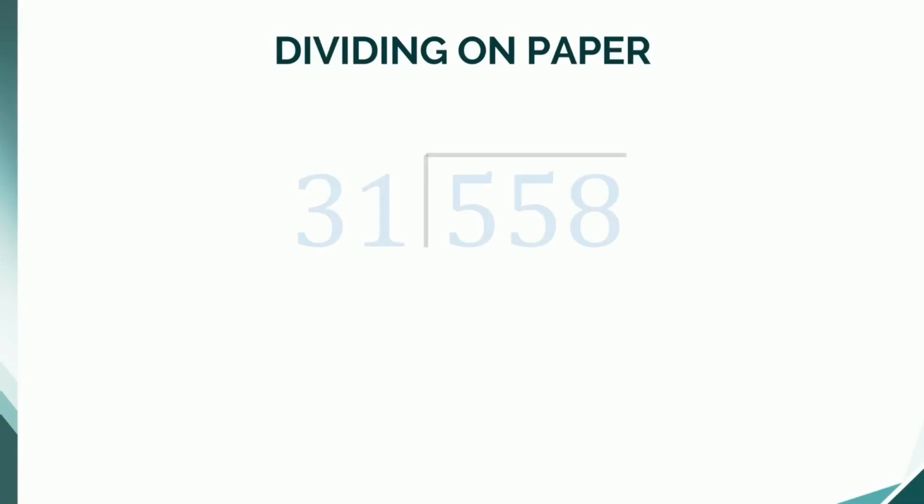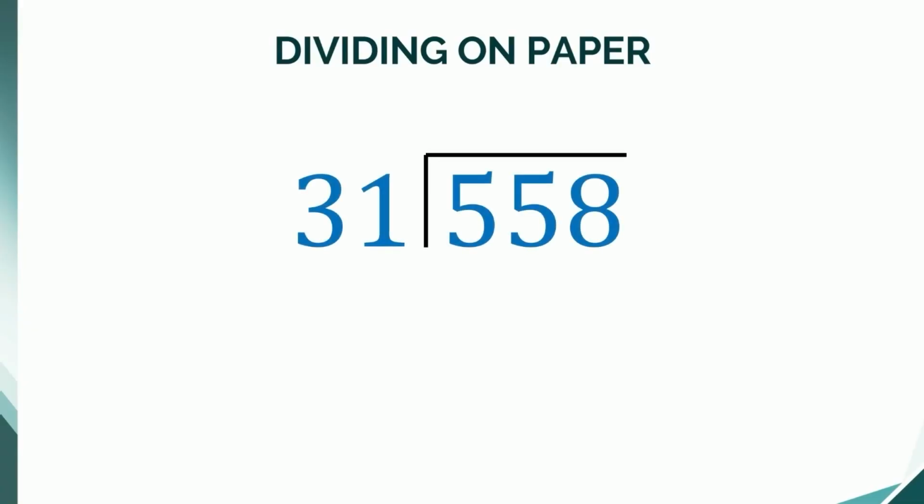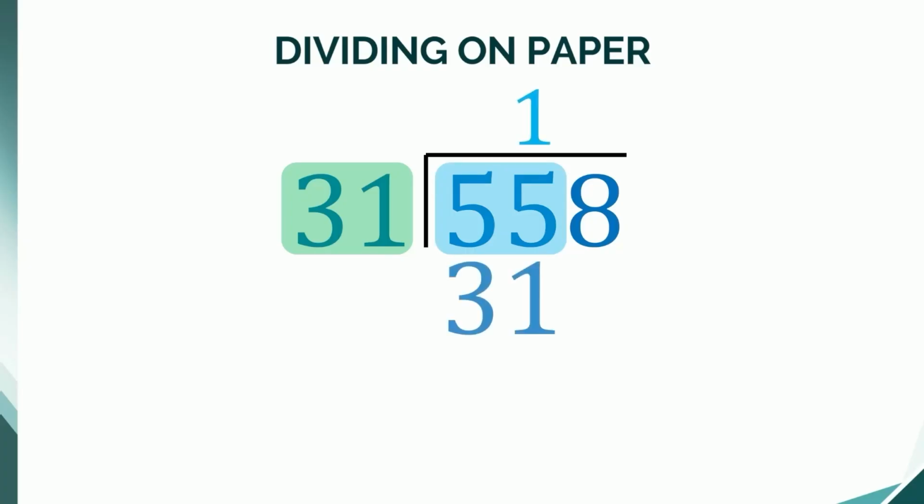Okay, here's another example. What do we do if we're not dividing by like 5 or 6 or 7? What if we're dividing by a 2-digit number like 31? So you want to consider 31 in its entirety. And obviously 31 does not go into 5, but does it go into 55? Indeed it does, right? It goes in one time. So 1 times 31 is 31.